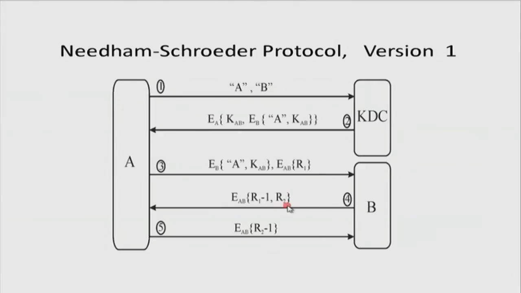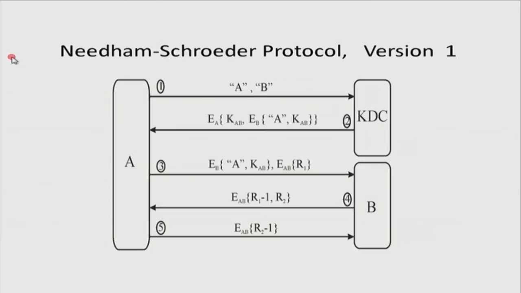So I will take the challenge R2, decrement it by 1, and then encrypt it using the session key and send it to B. And then B will decrypt this and verify whether what's inside is the nonce that he chose minus 1. So again, this is a fresh nonce. If everything works out, then it appears that they will be sure there's no replay, etc. And this KAB is a fresh key that was given by the KDC.